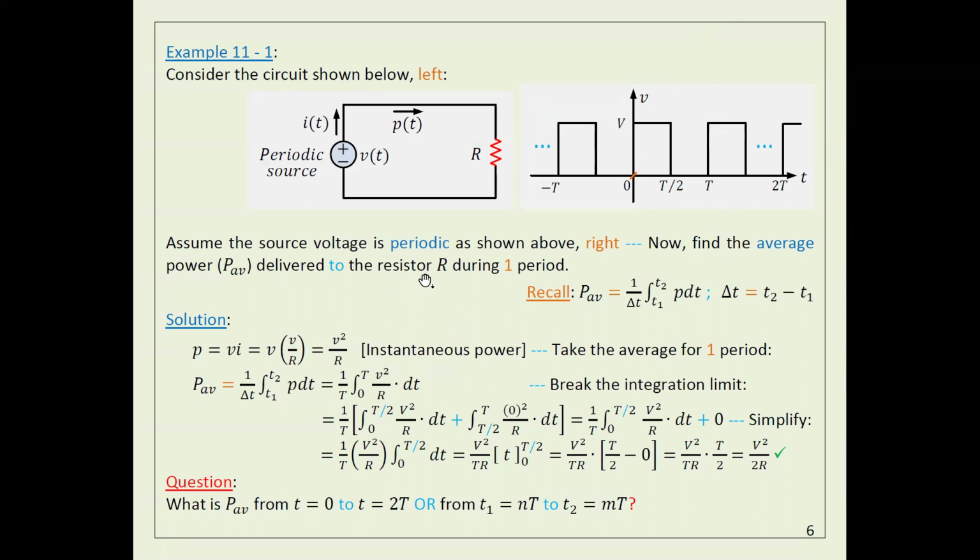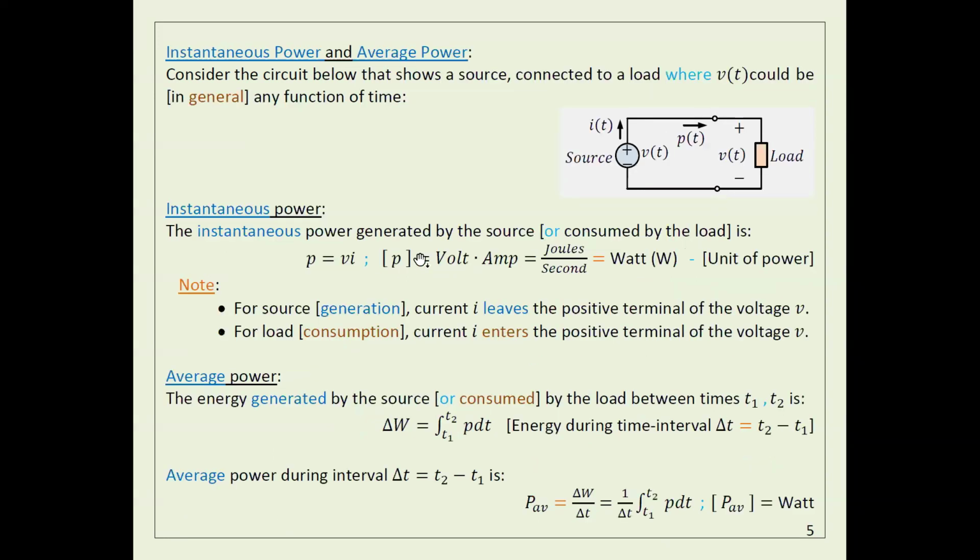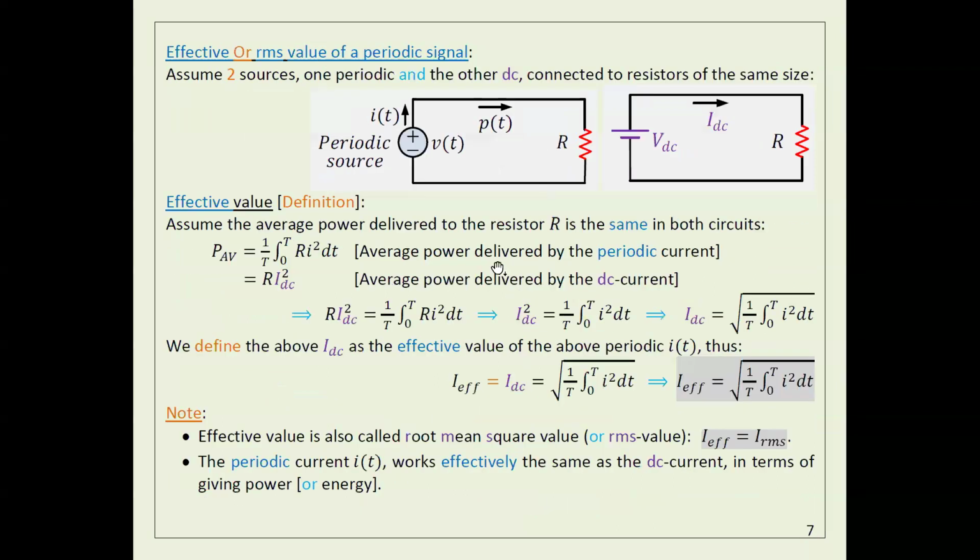Anyway, again, it's enough to take it over 1 period, because the average you calculate over 1 period will be the same as over 2 periods. So 1 period should be enough. Now at least I just want to tell you that here we have something we call instantaneous power, and also something we call average power.